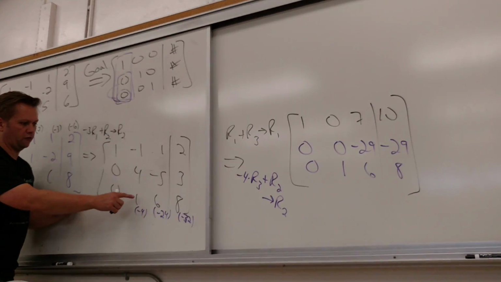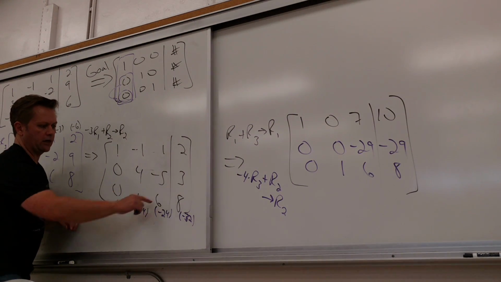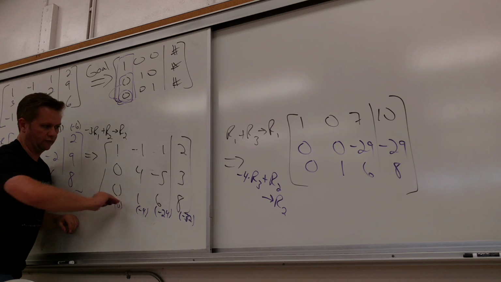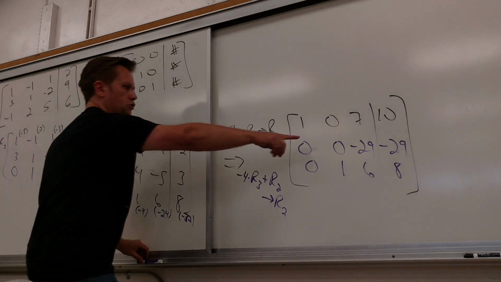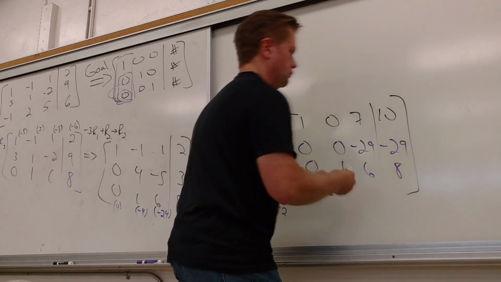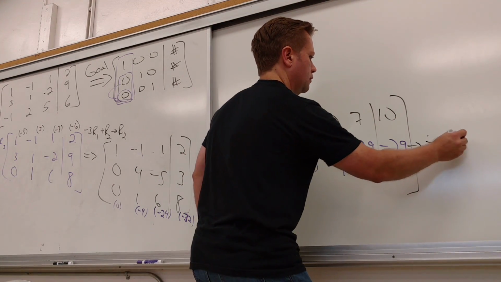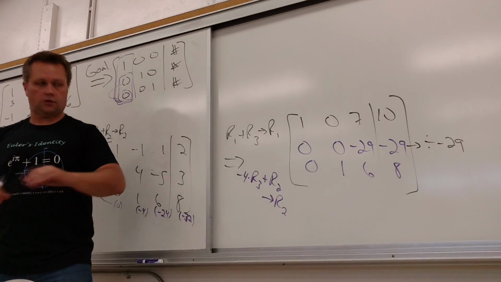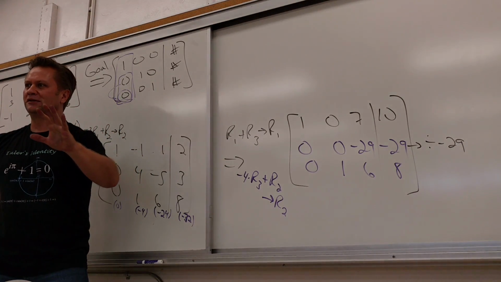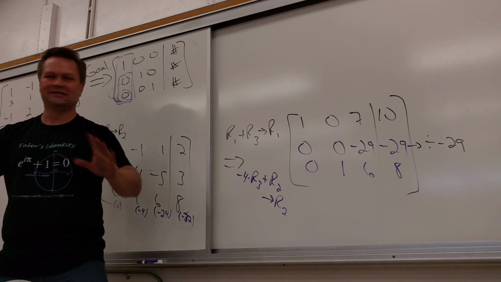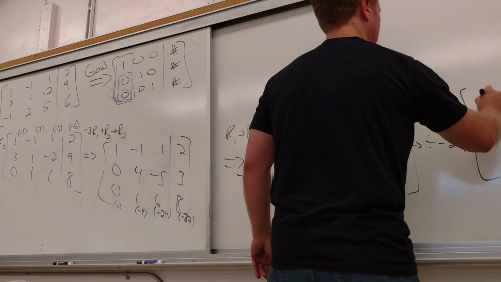Obviously, what did I do to go from here to here? I multiply that row by negative 4. I can divide a row the same way. So what would I do to row 2? Yeah, divide by negative 29. And then you can flip it. And I could flip these, yes. Let's see if we can do both at the same time. All right, let me leave row 1 alone.